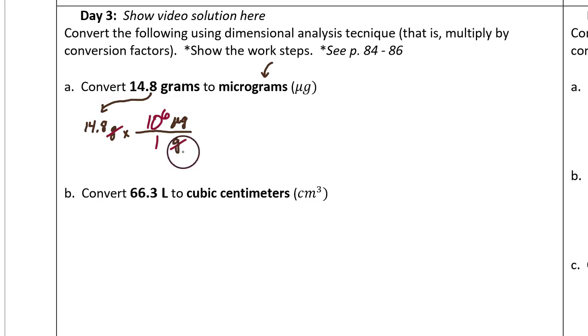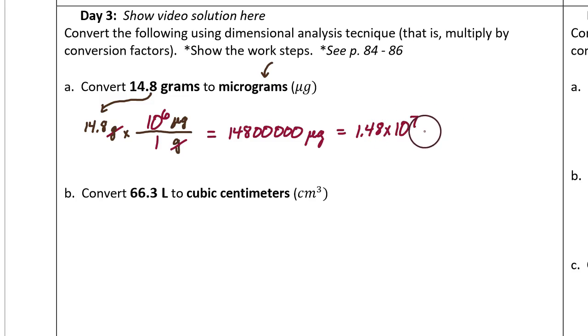Now that we have the math problem all set up, we're going to use our calculator to actually find the answer. 14.8 times a million, and then divided by 1. And the result is 148 followed by 5 zeros. And the label is micrograms. The alternative way to write this is in scientific notation. 1.48 times 10 to the 7th power micrograms.